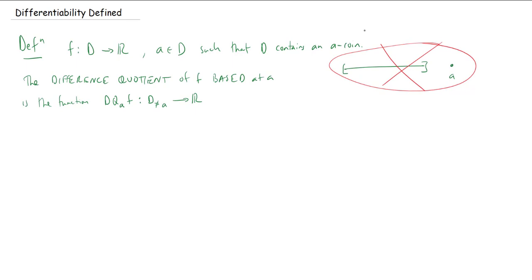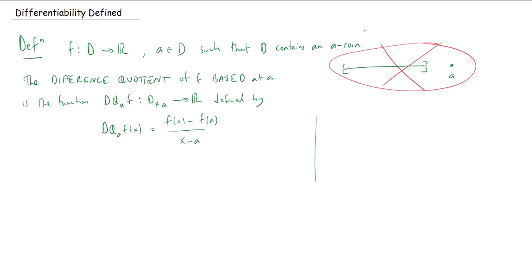The output is still the real numbers. And it'll be defined by, well, if I take dq_A f of x, so x here is some non-A element of D, this is simply going to be the difference between f of x and f of A divided by x minus A. And of course, this is a slope.